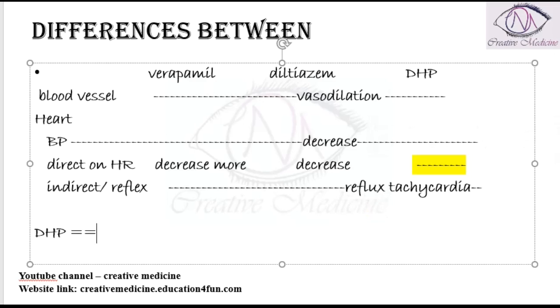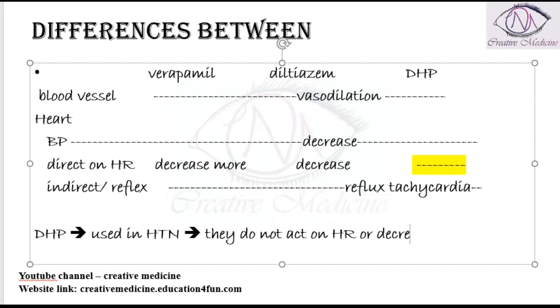these dihydropyridines are the drugs which are used in hypertension. Why? Because they do not act on heart rate, or they do not decrease the heart rate. They will increase the heart rate reflexly, but still they do not decrease it, and they have fewer cardiac side effects. Because of this, they are used in hypertension, and obviously their maximum action is in the peripheral blood vessels, thus causing decreased blood pressure.